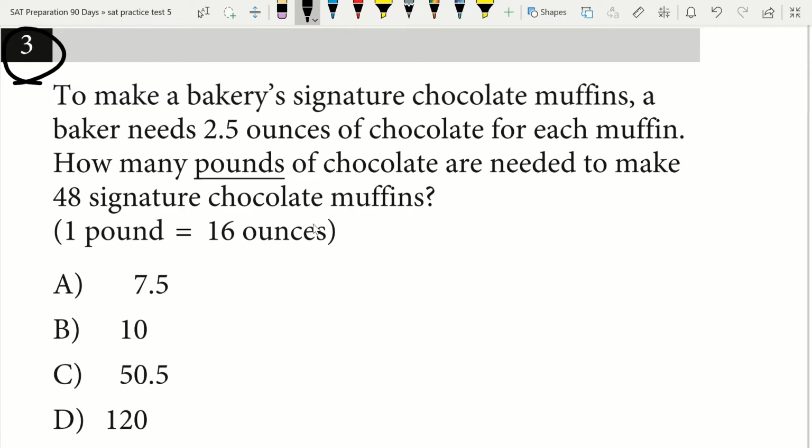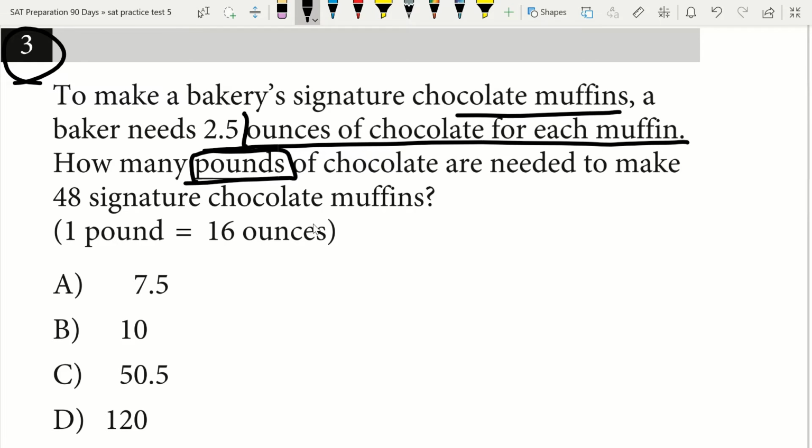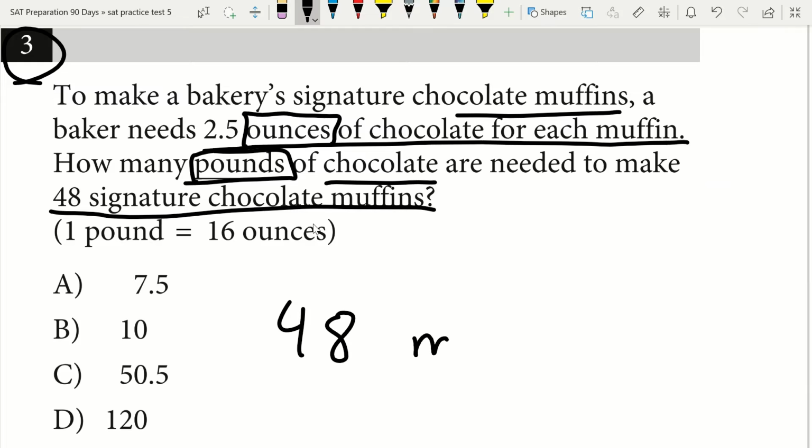It states that to make a bakery's signature chocolate muffins, a baker needs 2.5 ounces of chocolate for each muffin. How many pounds of chocolate are needed to make 48 signature chocolate muffins? Now keep in mind, we talked 2.5 ounces above. Now we're talking about pounds. Always pay attention to changes in units. Okay, so we have to make 48 chocolate muffins. I'll use M for muffins.